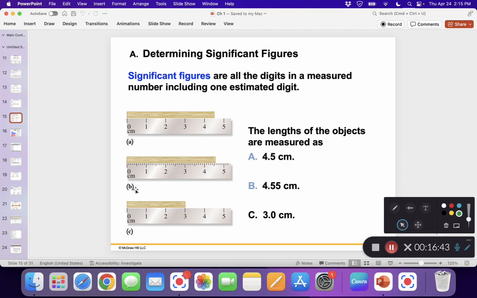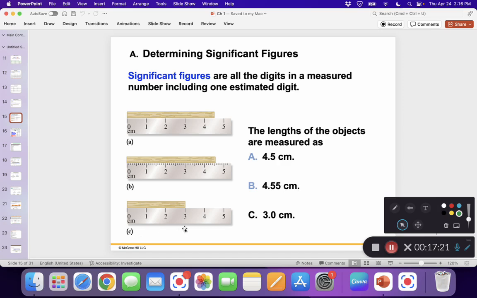Let's say in case B, you are using another ruler that has graduations between 4 and 5. Now you see your stick is 4.5. Those are the certain numbers, and now you can add one more estimated digit, the guess. It looks like it is in between these two lines, so you can go for 4.55 centimeters, and you have to stop there. So now this reading has 3 significant figures.